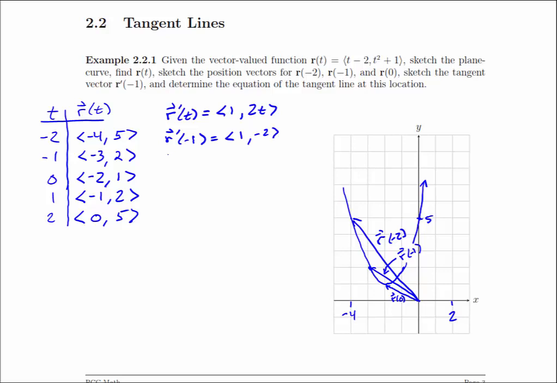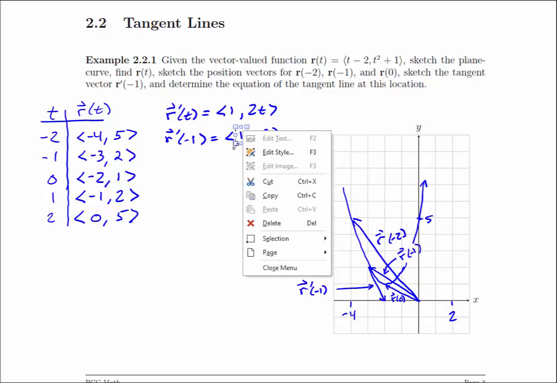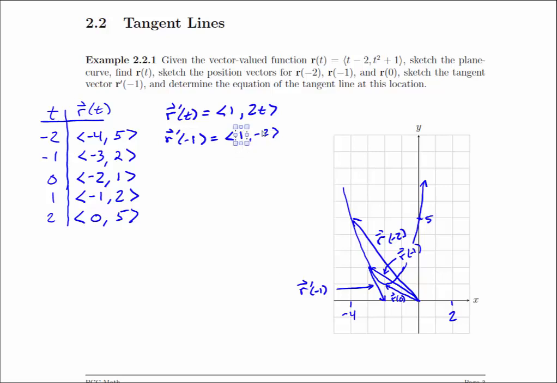So if we're creating our tangent vector, we want to actually put it from this initial point, right? So from our point, negative 3, 2, we go down 2 over 1. So this vector here, this is r prime of negative 1. Okay? And the reason we're going over 1 down 2 is because that's what our derivative tells us. It tells us change in x is 1, and the change in y is negative 2.